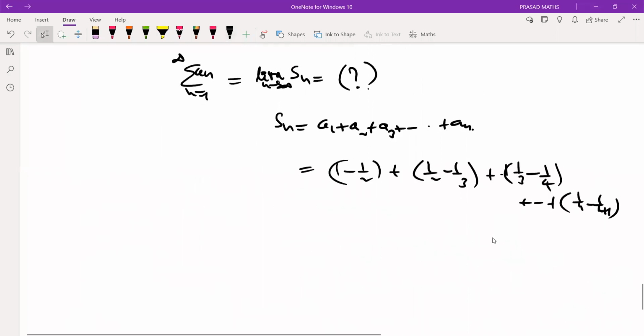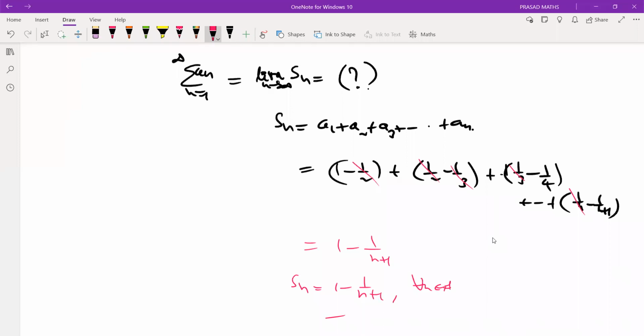Therefore, what do you get? Again, the same technique, cross method. The last one and the first one cancel. Last one, first one cancel. Therefore, this one you get. Sn is equal to 1 by 1 minus 1 by n plus 1. This is true for every n. This tends to 1 as n tends to infinity. Therefore, what is your limit? Your limit is exactly 1.